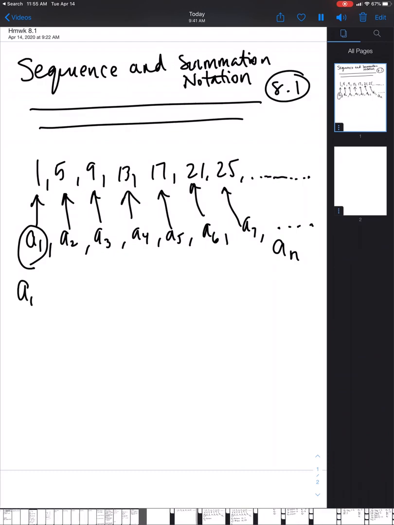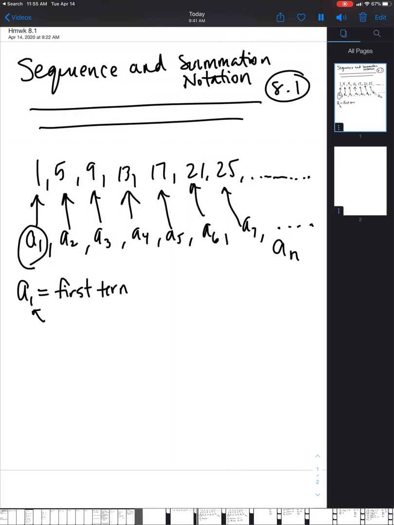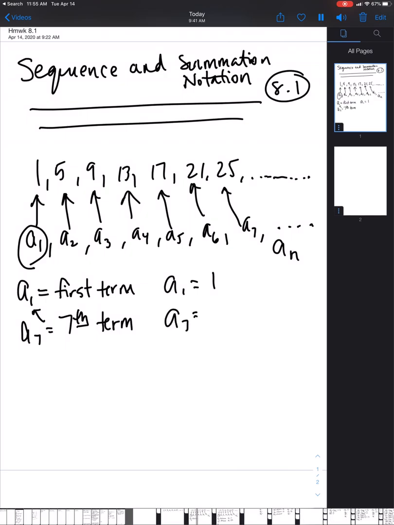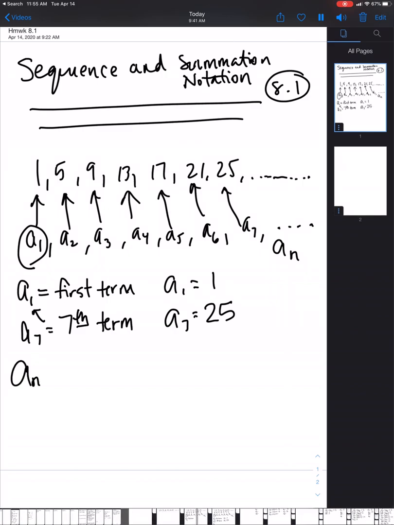So the value of A1, the first term, would be 1. A1 equals 1. Another example would be A7. That's the 7th term, and A7 would equal 25. So N is 7, the nth term, and the actual value of A7 is 25.